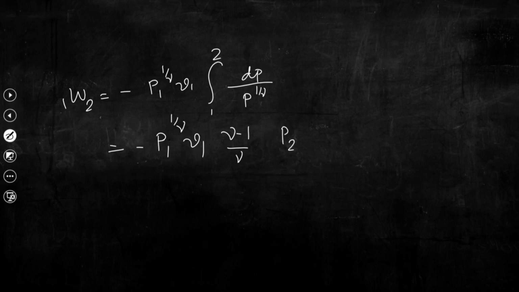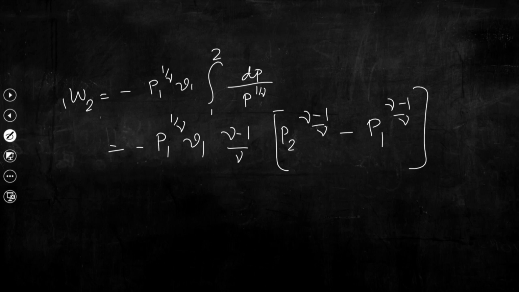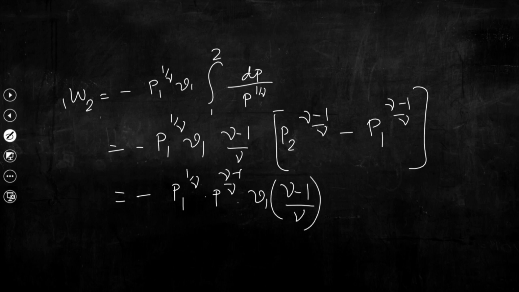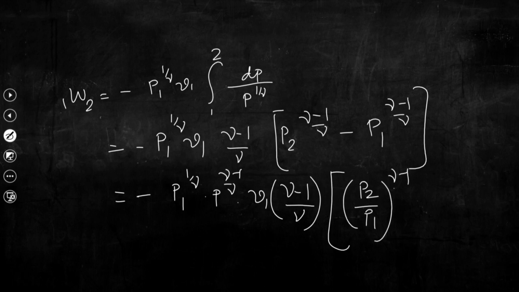P2 it should be gamma minus 1 upon gamma. So, P2 power gamma minus 1 upon gamma minus P1 power gamma minus 1 upon gamma. What we can do? We can take P1 outside. So, minus P1 1 by gamma into P1 gamma minus 1 upon gamma into V1, then gamma minus 1 upon gamma into P2 by P1 power gamma minus 1 upon gamma minus 1. So, that is the expression.